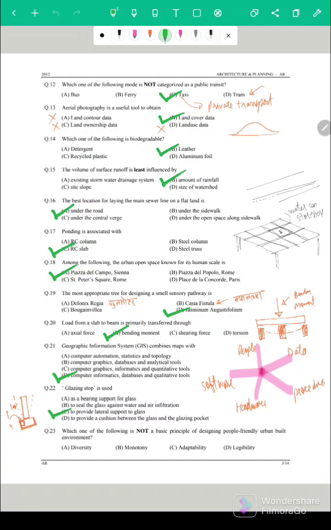Next question is, which one of the following is not a basic principle of designing people-friendly urban-built environment? So the correct answer of this question is option number B, monotony.